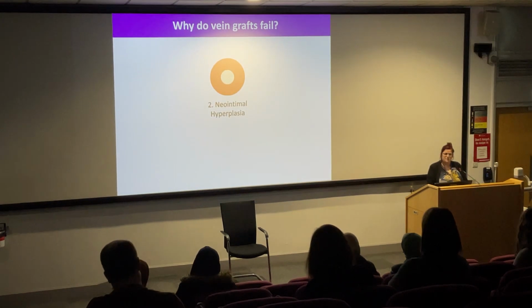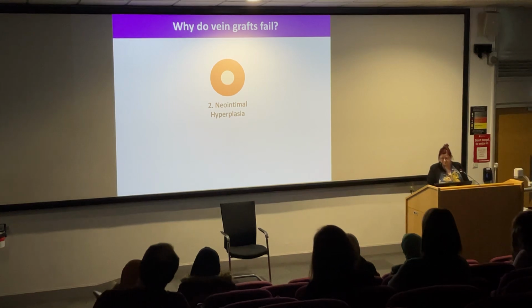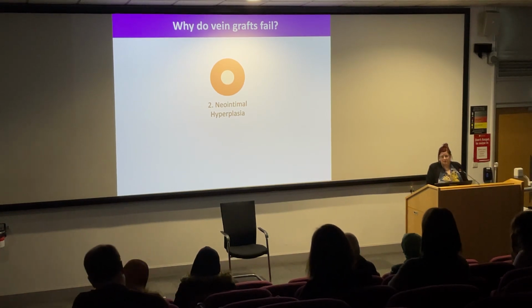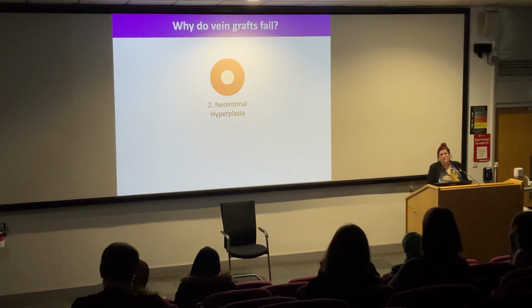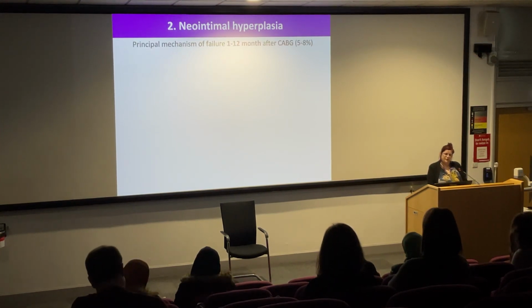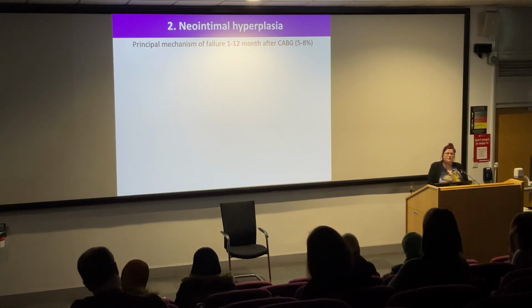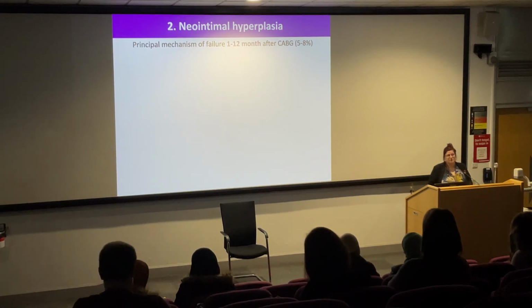So the second one, neo-intimal hyperplasia. And you can break that word down, so neo means new, intimal means your intimal layer, and then hyper means too much, plasia means growth. So you get too much growth into that intimal layer. And that's the main mechanism of failure between 1 month and 12 months after CABG.